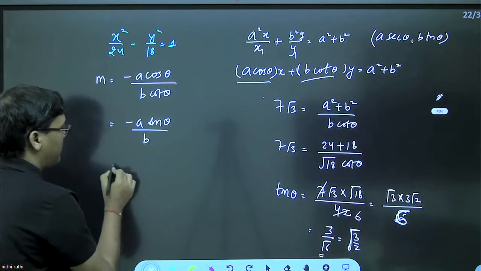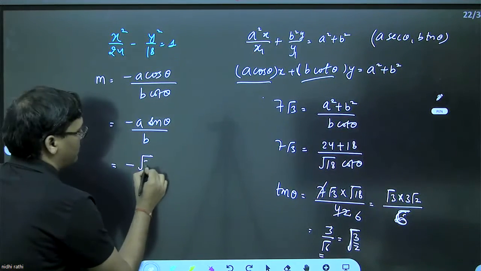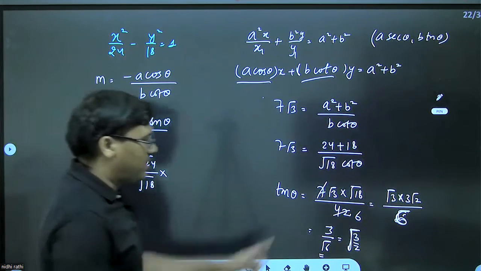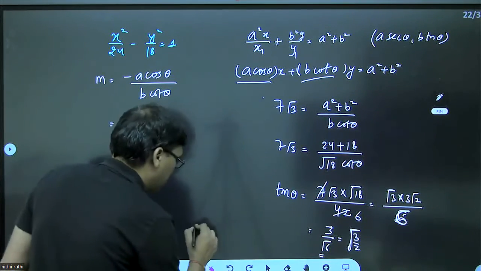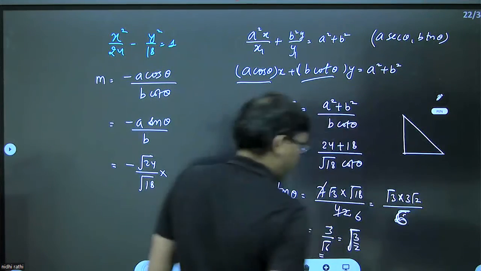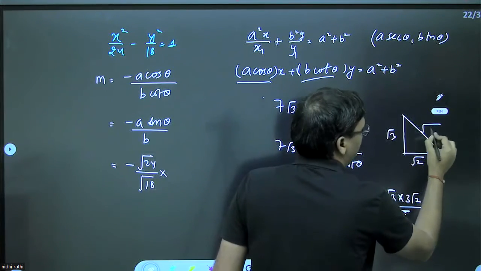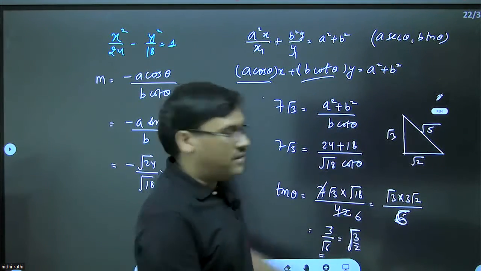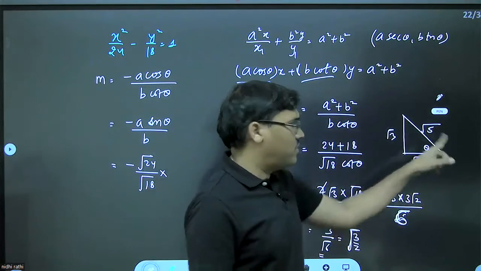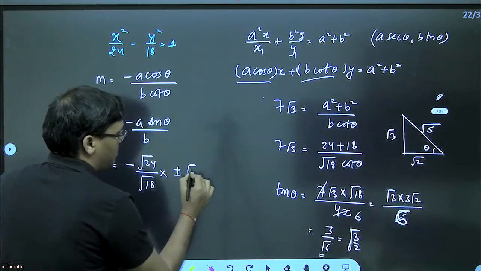So what are the values of a and b? You can check this. This is minus, a is root 24. What is b? Root 18. And what will be sin theta? So you can see this is tan theta. So what is sin theta? I'll just write it here. This is perpendicular root 3, base root 2. So this will become root 5. Right, theta. So now you can see what sin theta is. Sin theta is equal to root 3 by root 5. So this is root 3, plus minus root 3 by root 5.